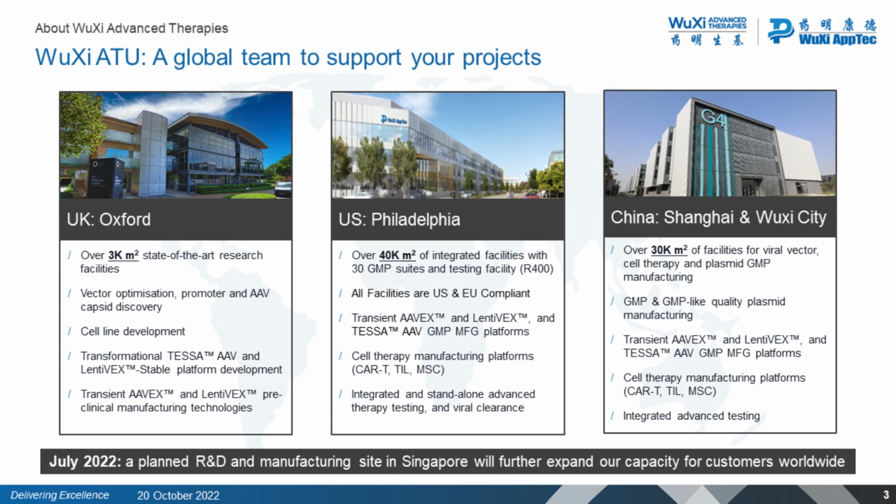Also cell line development, such as the newest AAV platform TESA technology and the lenti-stable producer cells. China, Shanghai and Wuxi City, are in charge of all the plasmid manufacturing for both GMP and R&D grade quality. It also covers some of the AAV and lenti process development and manufacture overseas.